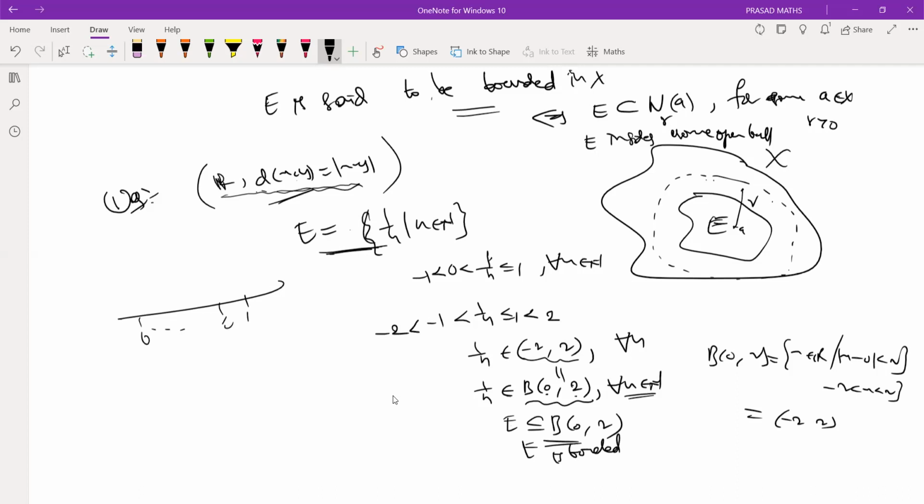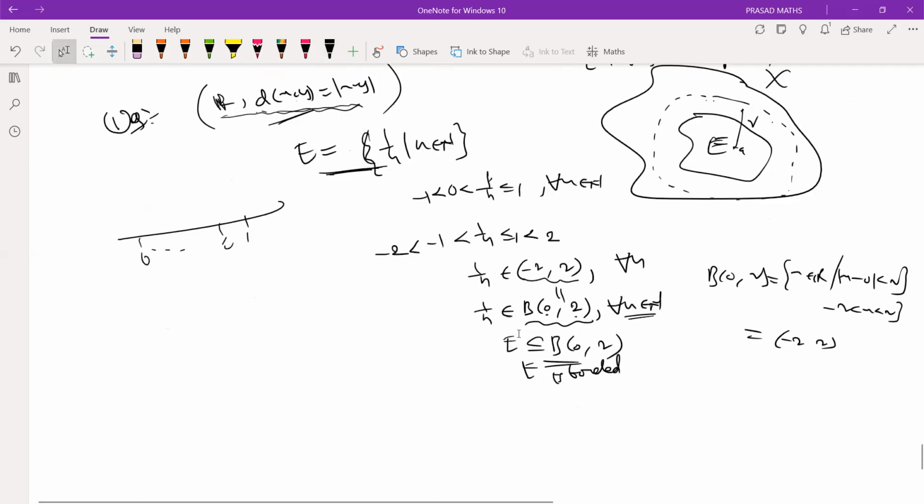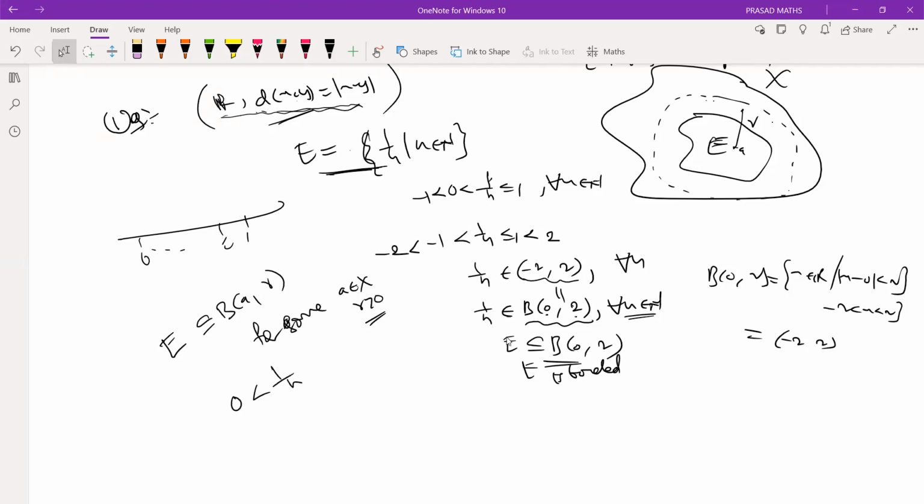Is the definition clear? Not clear. Okay, one more time. The basic definition is: whenever you want to show a set is bounded, you need to show that it lies in some open ball. That is the definition: some open ball, not every open ball. In basic analysis, 0 is a lower bound and 1 is an upper bound. Is it okay?